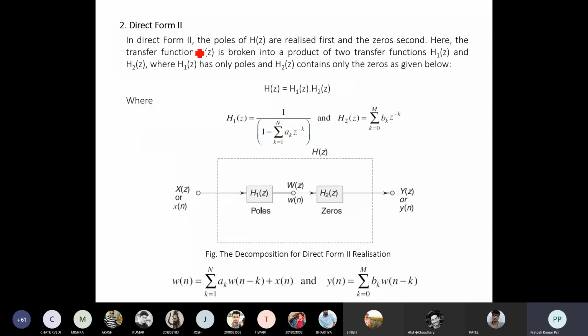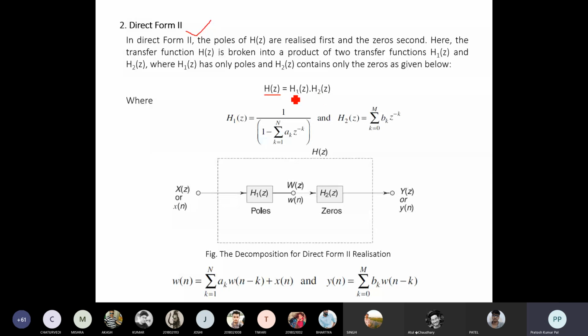The other form is direct form 2. The first one was direct form 1, and the second one is direct form 2. In direct form 2, any transfer function that is given as H of z will again be written in terms of H1 of z and H2 of z. In the previous example, I wrote H1z divided by H2z, but it was not divided. It is H1z into H2z.